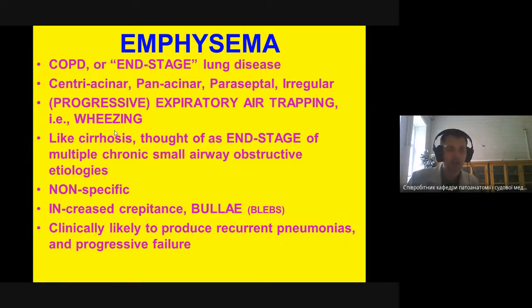Like cirrhosis, it is thought of as the end stage of multiple chronic small airway obstructive pathologies. Non-specific, but oftentimes because of smoking. Increased crepitance, bullae, blebs in the lungs. Clinically, likely to produce recurrent pneumonias and progressive failure.